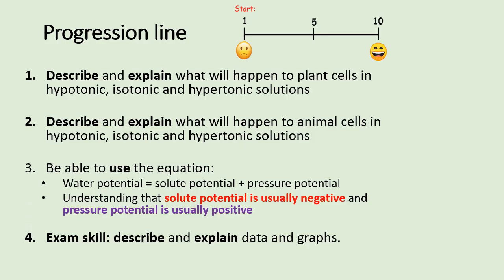So using the progression line, I'd like you to jot down your confidence ratings for these 4 learning objectives. So for example, learning objective number 1, describe and explain what will happen to plant cells in hypotonic, isotonic and hypertonic solutions. Maybe following my independent study, I feel relatively confident on that. So I'm going to put that just up here and I'm just going to write a number 1 for that learning objective. Okay, so I'd like you just to jot down whereabouts you sit confidence wise for all of these learning objectives on this slide.